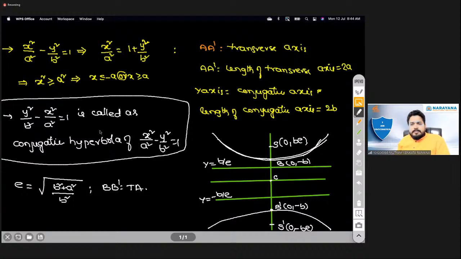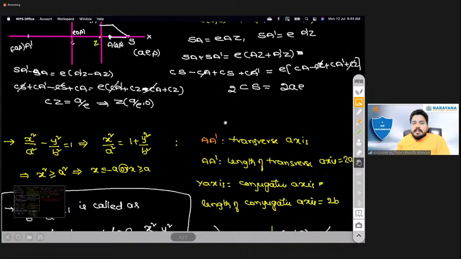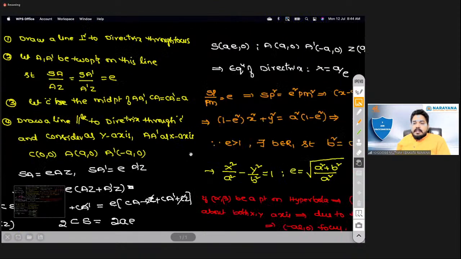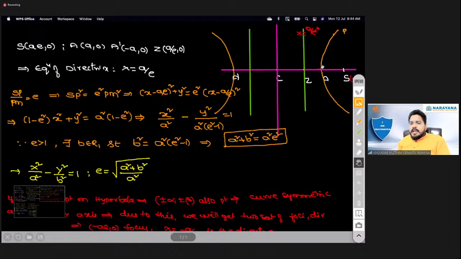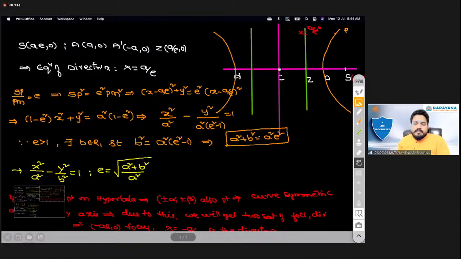Yes, Shiva. Sir, in the first case, can you explain the conjugate axis by showing a diagram? Conjugate axis. See, this is the transverse axis. The line perpendicular to the transverse axis through the center is the conjugate axis, because the curve is symmetric about this line also.